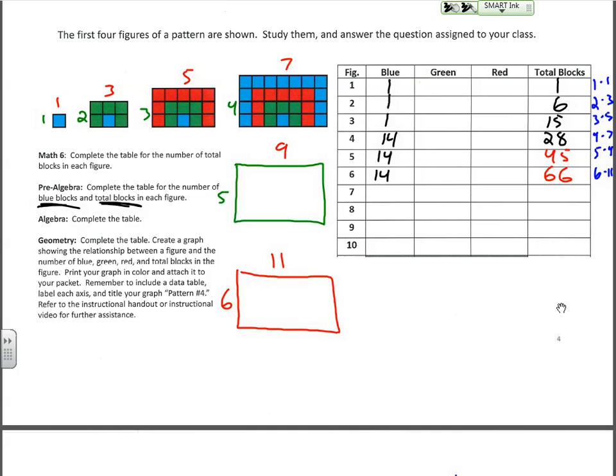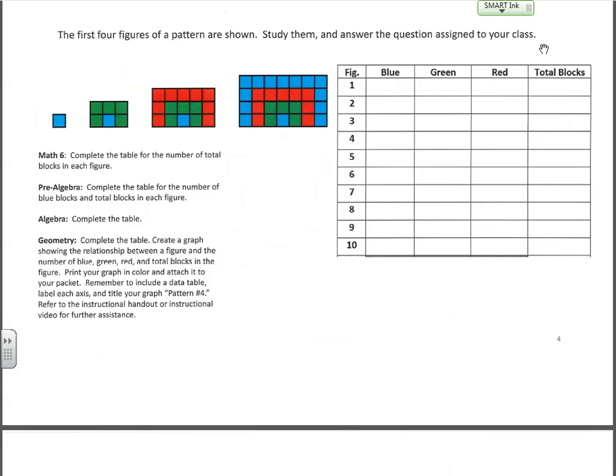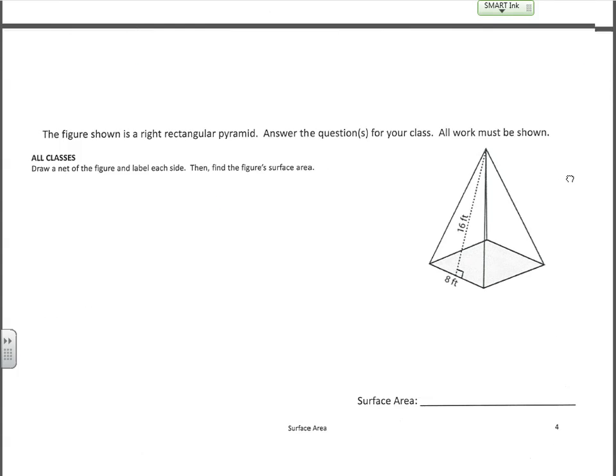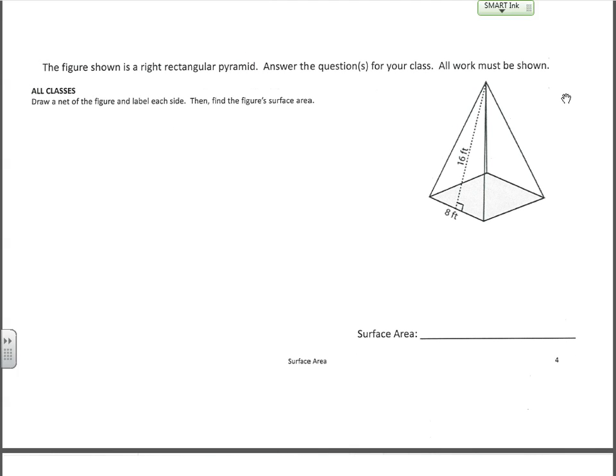Okay. The next one. So this one, I call it a right rectangular pyramid. It's really just a pyramid. I copy and pasted from the volume page because usually those shapes are the same, but for some reason this one isn't the same. So it is a pyramid, but it's not a right rectangular pyramid. So you can just cross those two words out. But like the other ones, you need to draw a net of the figure and label each side.